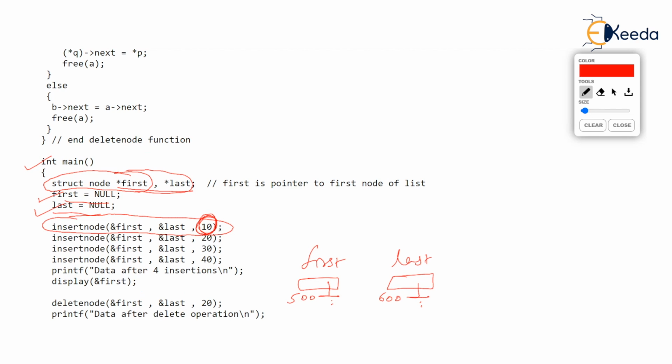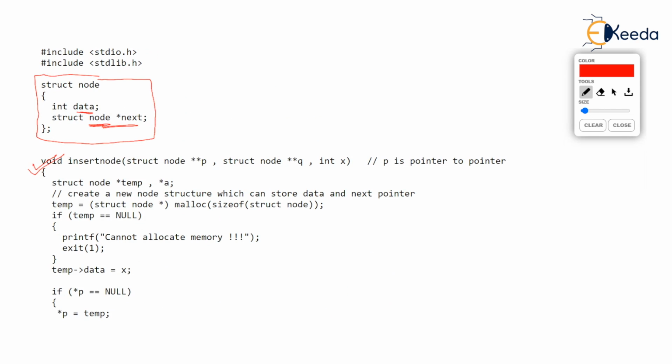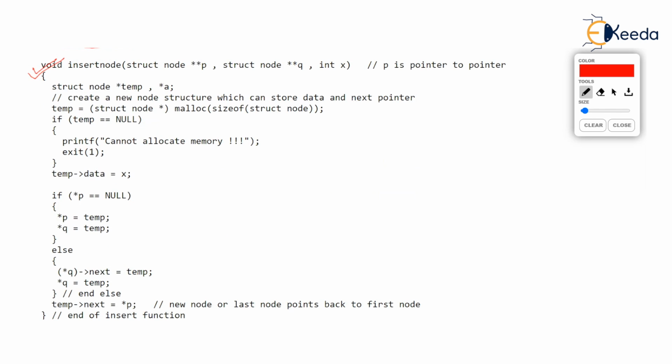In the insert node function, as you see, we have two pointer to pointers as the parameter. P receives the address of first and Q receives the address of last. To repeat this, as you saw in main, first was null, and last was also equal to null. But we assumed the address of first is 500 and last is 600.